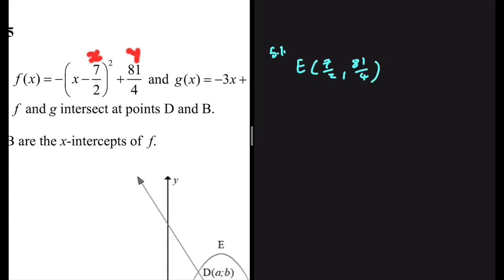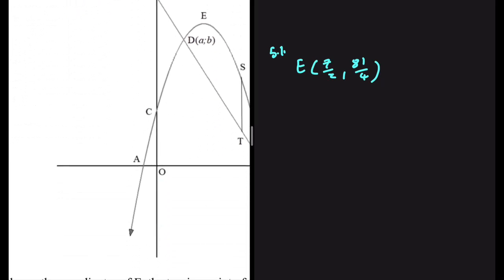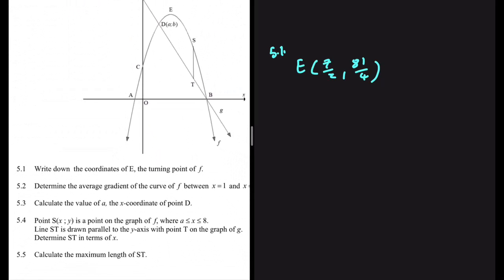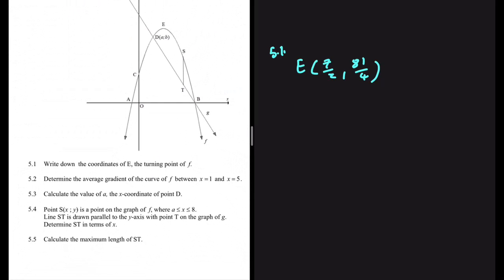If here we had a plus sign, then it would be minus 7 divided by 2. And if we have a minus sign, it is just 7 divided by 2. That's how it works when you're given your equation in that form. Let's look at the question that follows, 5.2.